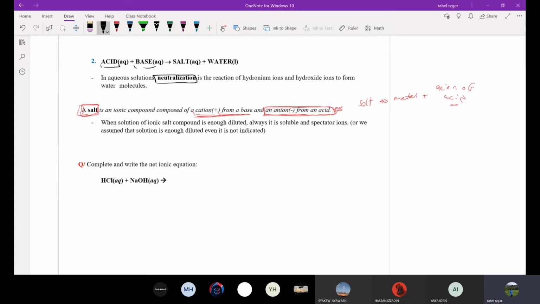But what is exactly reacted? The exact reaction is actually between hydronium and hydroxide. Why? Because what makes an acid? A hydronium makes an acid.